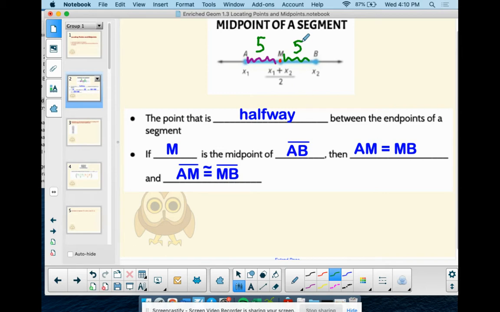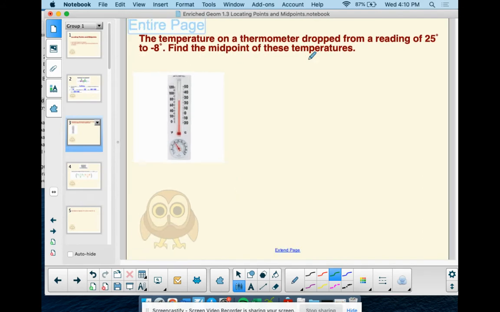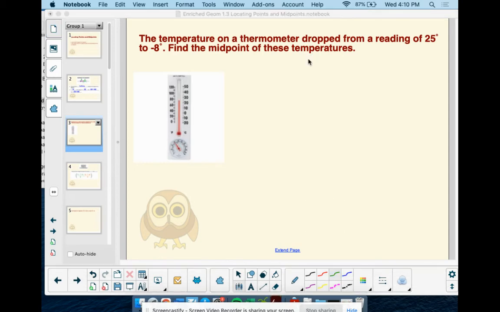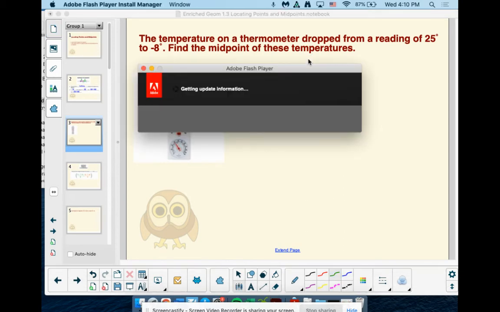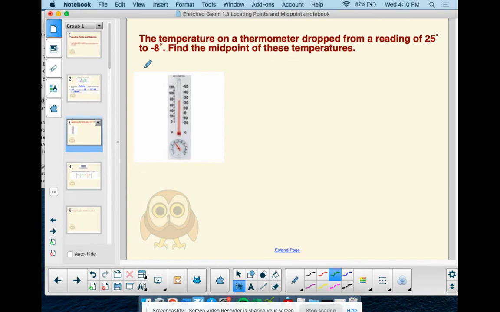Okay, this next example, we are reading a thermometer, and it says the temperature on a thermometer dropped from a reading of 25 degrees to negative 8 degrees. Find the midpoint of these temperatures. So there's a few ways you could go about this. Don't make it more complicated than it has to be. Remember, the midpoint is your middle, right? So it's like your average.